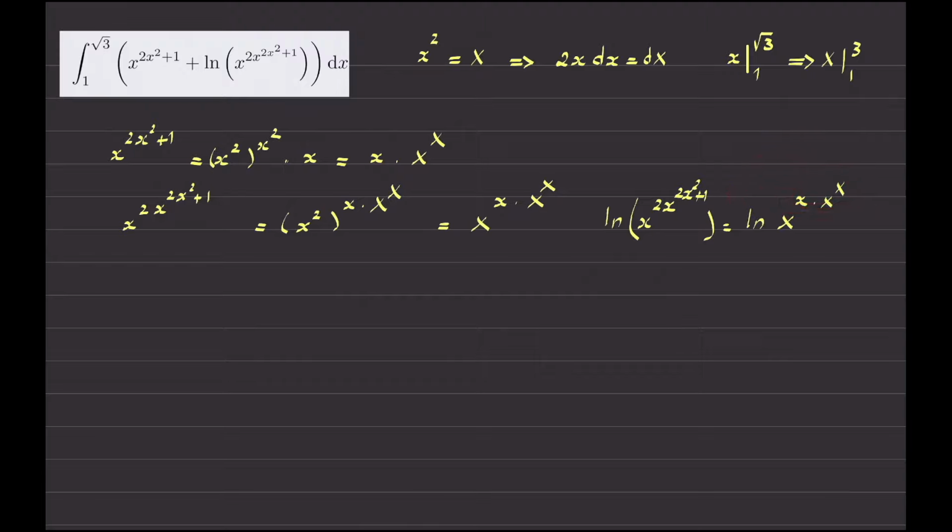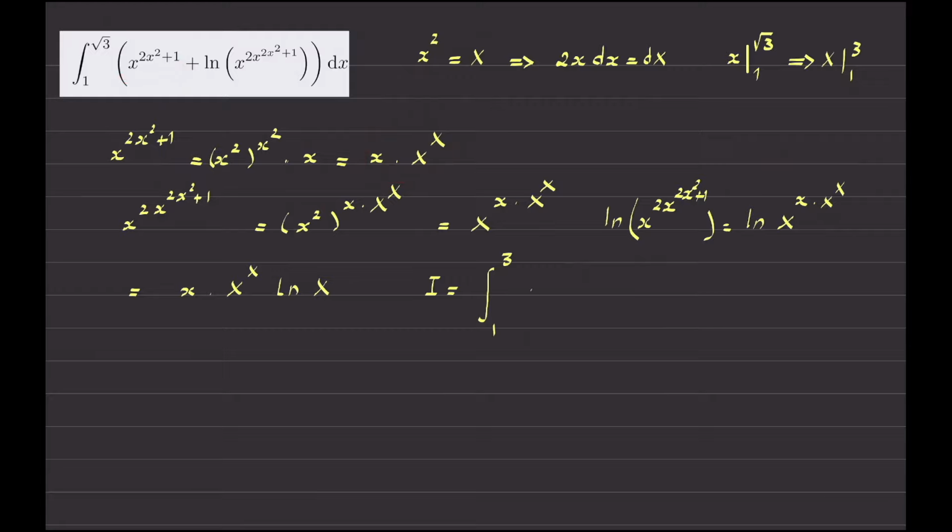So that expression becomes equal to little x times capital X to the power capital X ln of capital X. Okay, so the integral that I call I can now be written as an integral from 1 to square root of 3, which can now be written as 1 to 3. And then instead of this expression, I can write this.